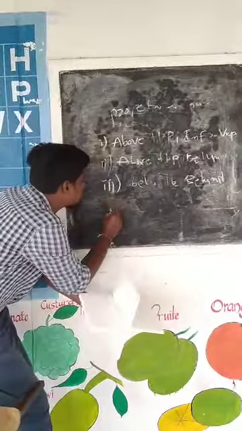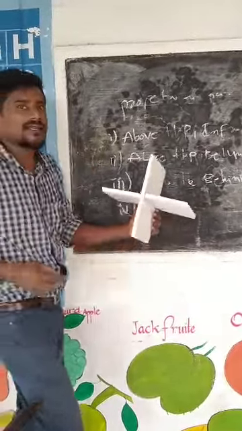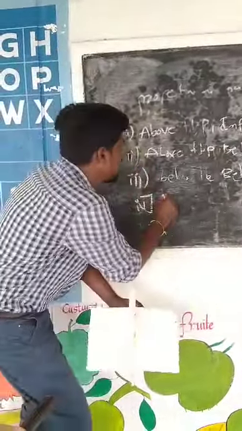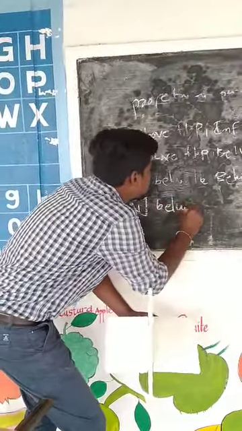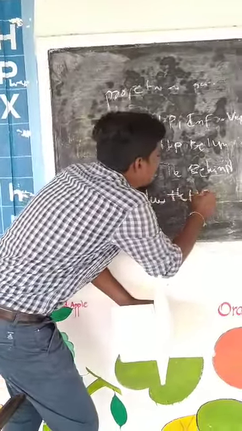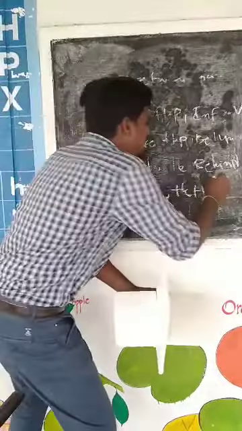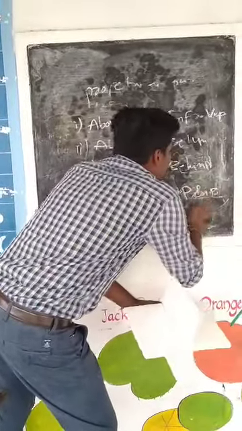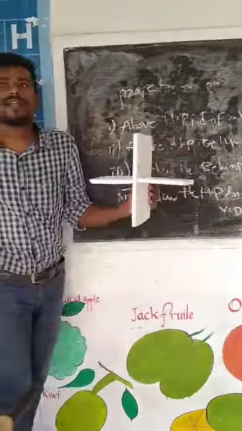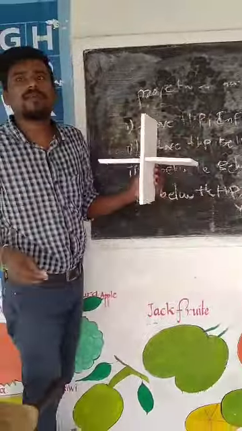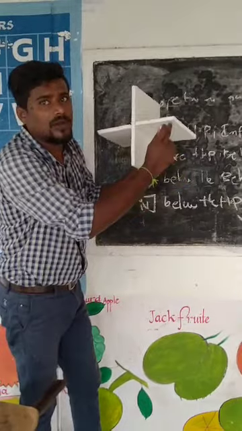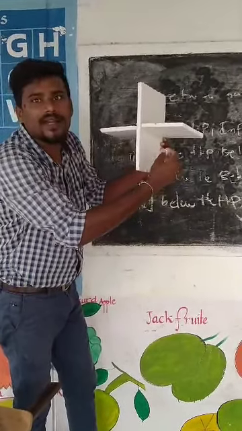Next, fourth condition: the point below the HP and in front of VP. That means below the horizontal plane and in front of the vertical plane.